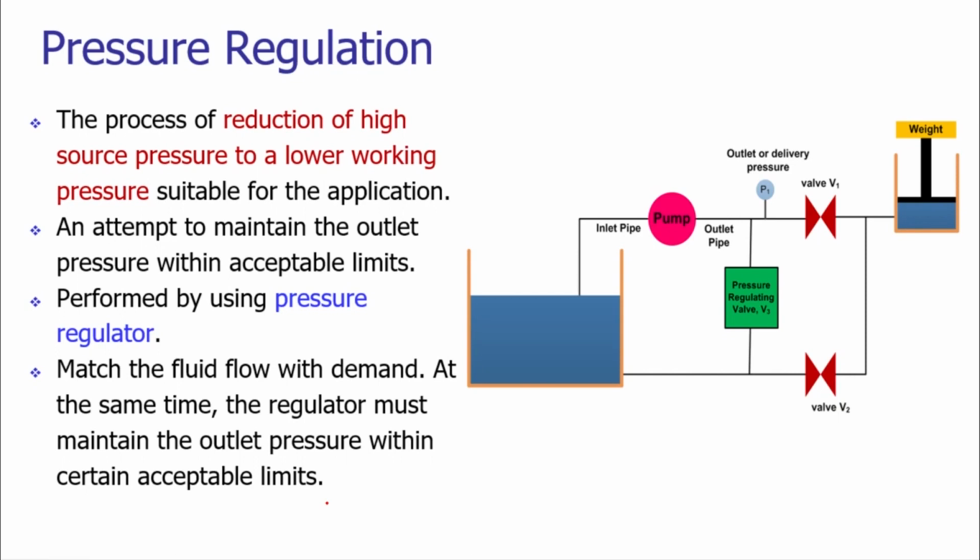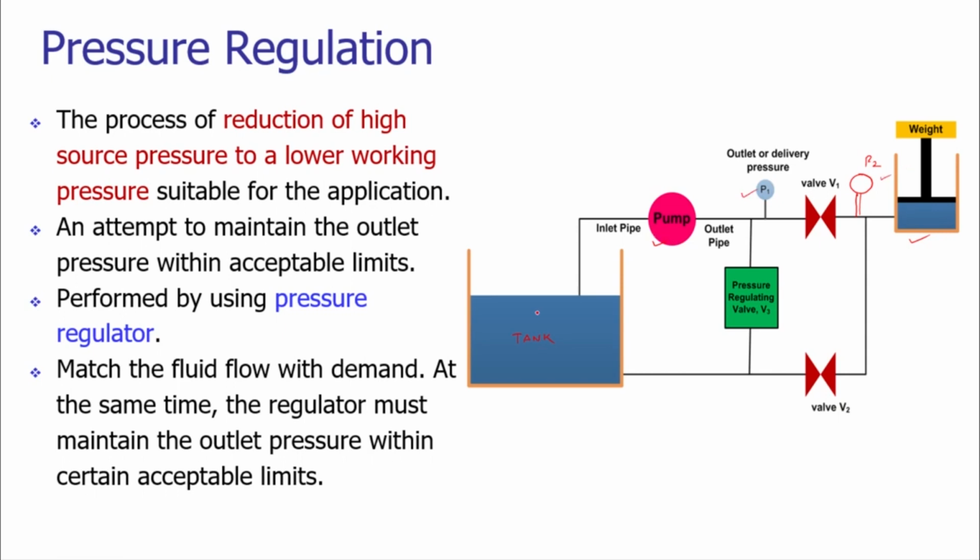So for that purpose, we have to regulate the pressure inside the systems. So let us take an example which is there on your screen. There is a system to lift the weight, and it has a tank, a pump and a piston cylinder arrangement. There are two pressure gauges, pressure gauge P1 and pressure gauge P2.